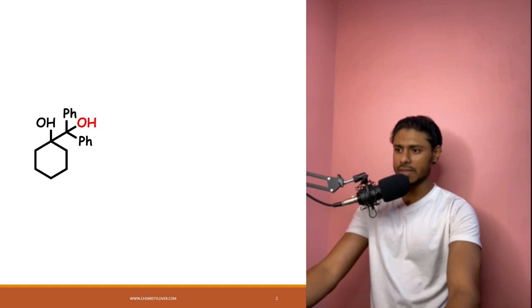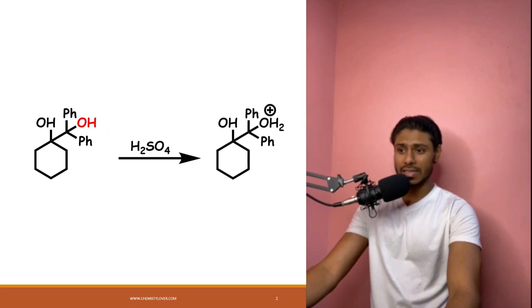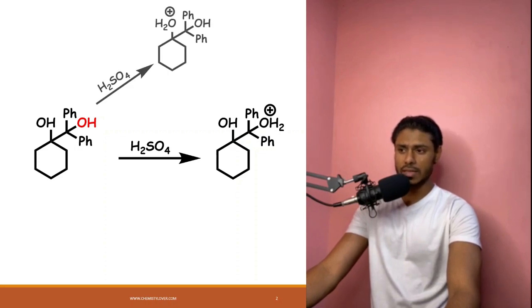So we have this starting material where one OH group is marked by red and another one is as it is. Now, what will happen when we treat this compound with H2SO4? Either the red OH group can be protonated or the other one. If the red OH group gets protonated, we will get this protonated species. And if the other OH group gets protonated, we will get this one.